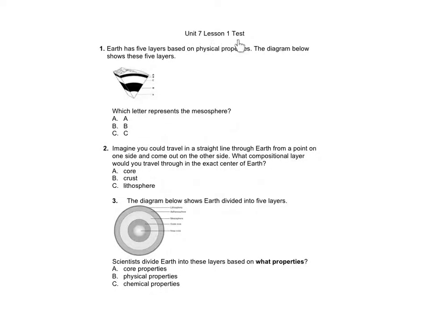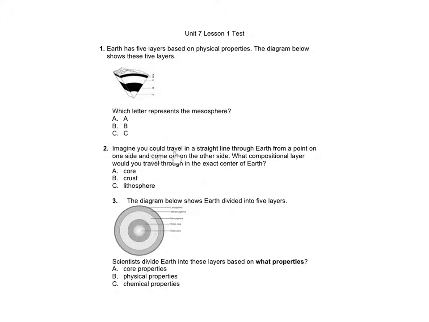Unit 7, Lesson 1 test. Number 1. Earth has 5 layers based on physical properties. The diagram below shows these 5 layers. Which letter represents the mesosphere? A, B, B, C, C.